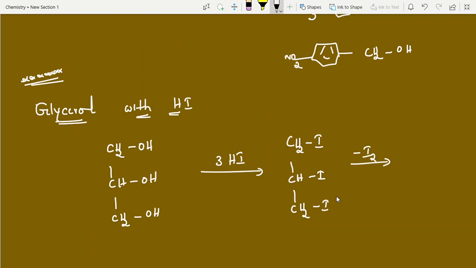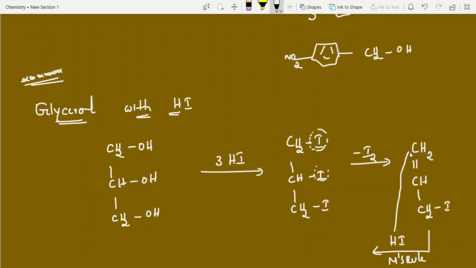It leaves iodines. 2 iodines will go. Wherever the iodines go, there we will get a double bond, right? So CH2 double bond CH, CH2I. Clear? Now again we are adding HI. Adding HI means it follows the Markovnikov rule, students. Rich become richest. Where hydrogens are more, there the hydrogen will go and attack.